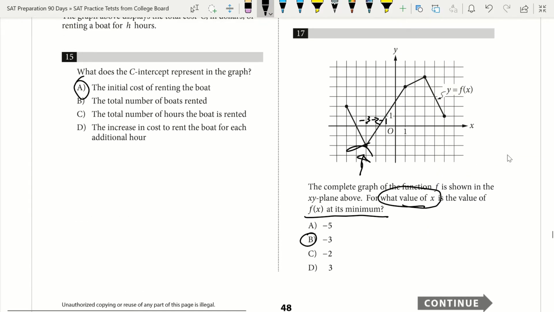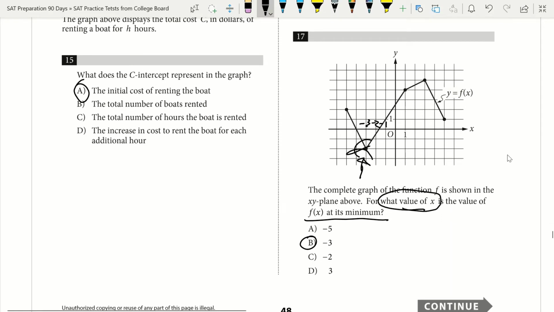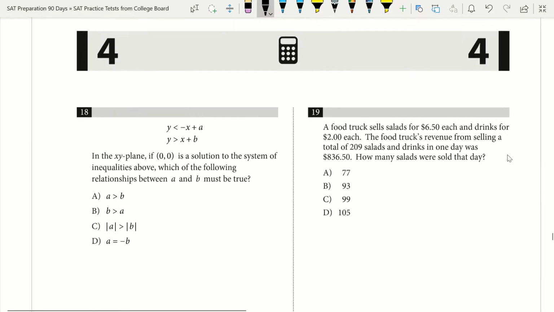As far as tips for that, once again, notice how I annotate my graph, right? I circled where it is, drew these things. Anytime you have a graph or a table, be sure to annotate it. It's going to help you not make a stupid mistake. So that's really a big tip there.